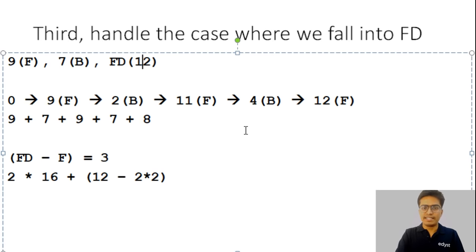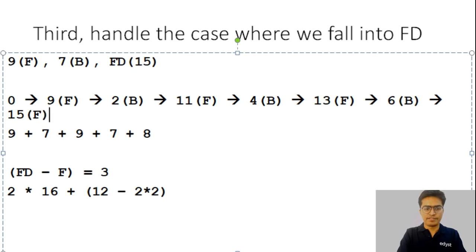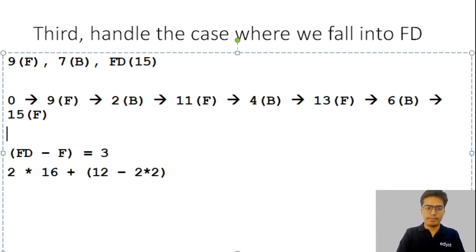Just for the sake of completeness, let's take a bigger example here. 9 and b are going to be the same. Let's keep the fd to be 15. So once fd is at 15, we go backwards by 7 units. So over here, from 4 backwards you go to 13 forwards. From 13 forwards you're going to go to 6 backward. From 6 backwards you're going to go to 15 forwards. And at 15 you've ended up in the ditch.